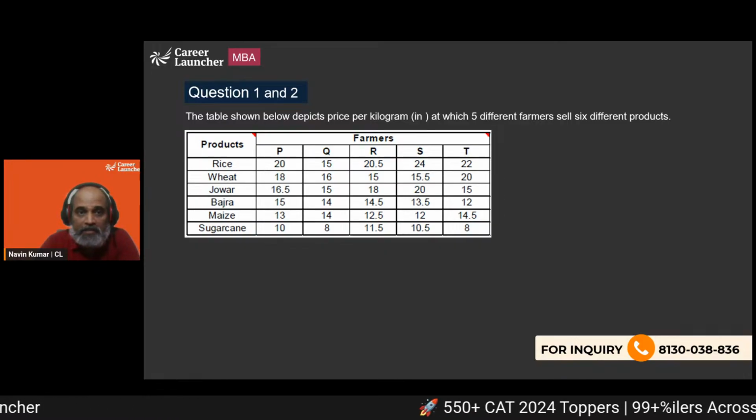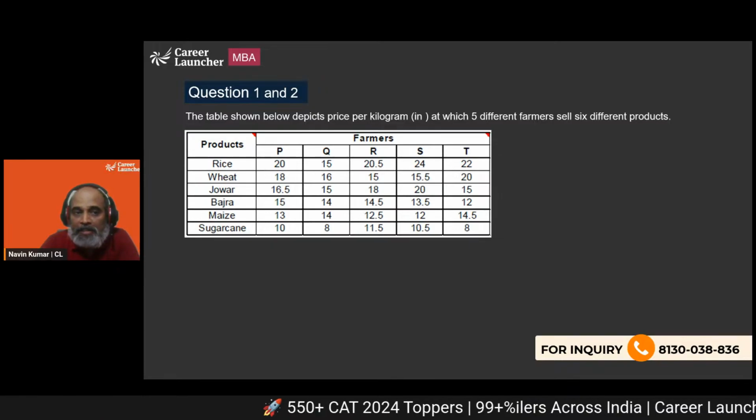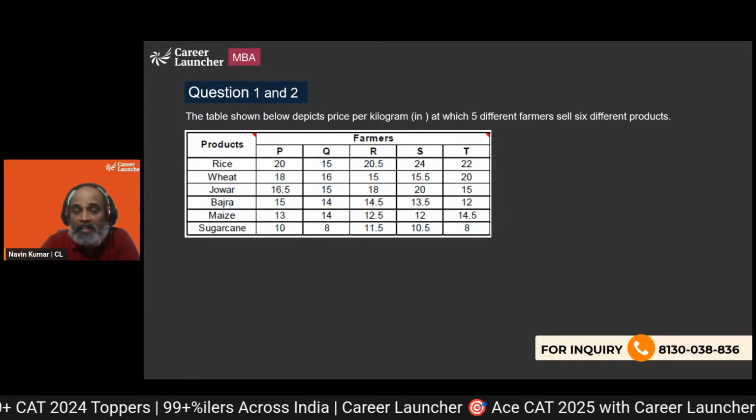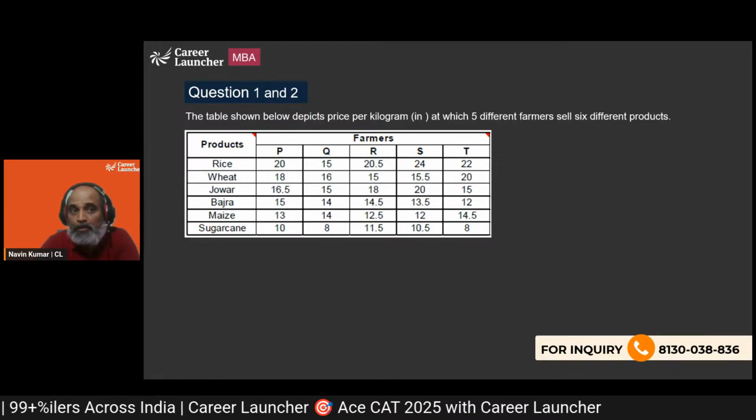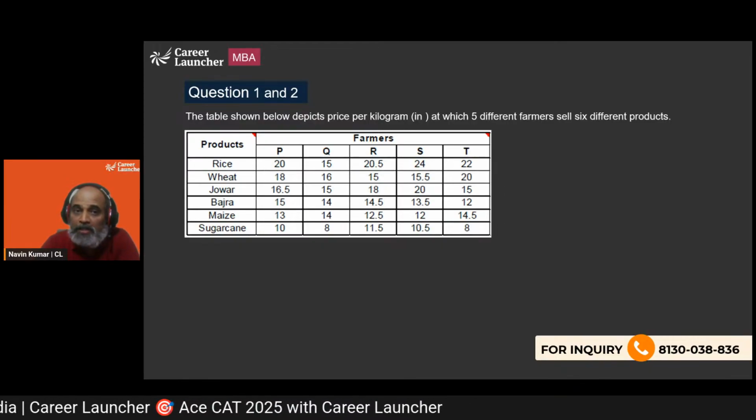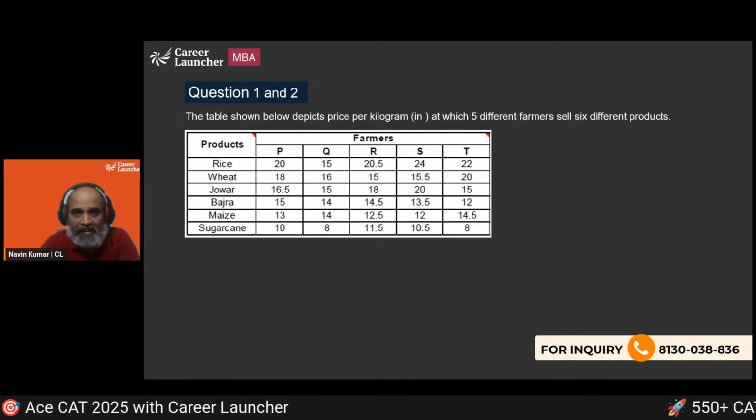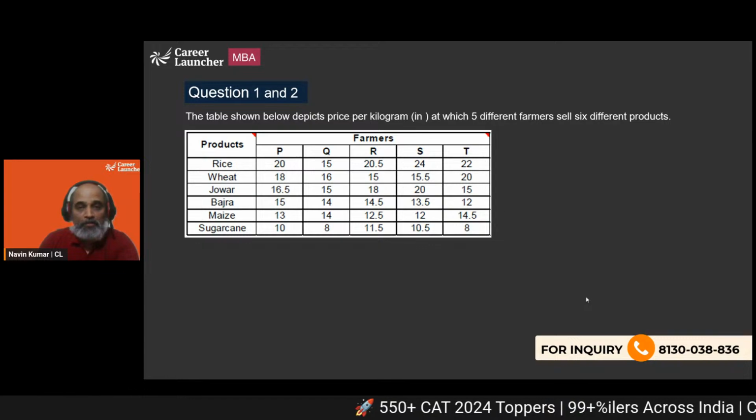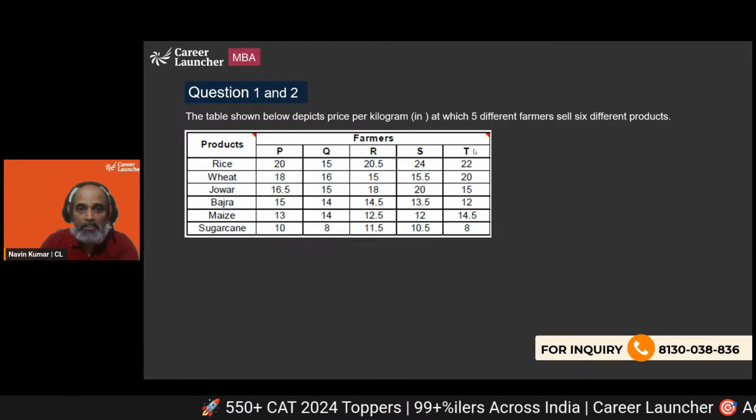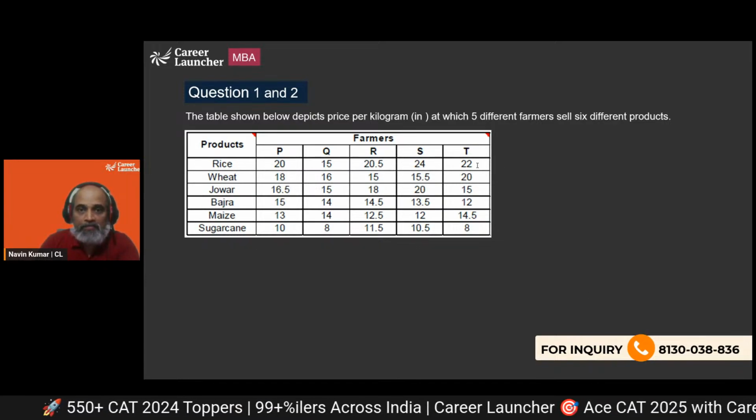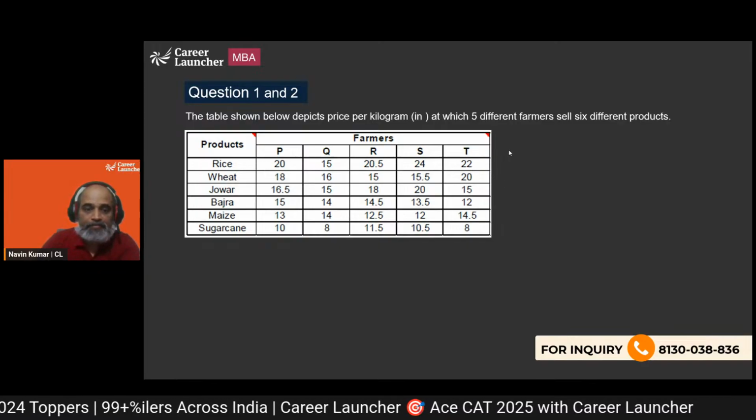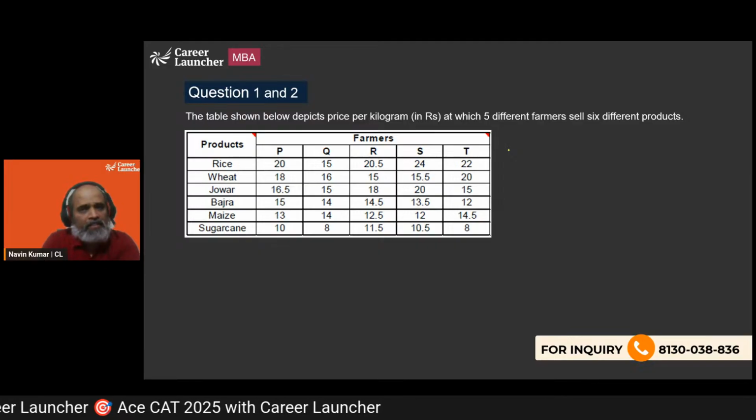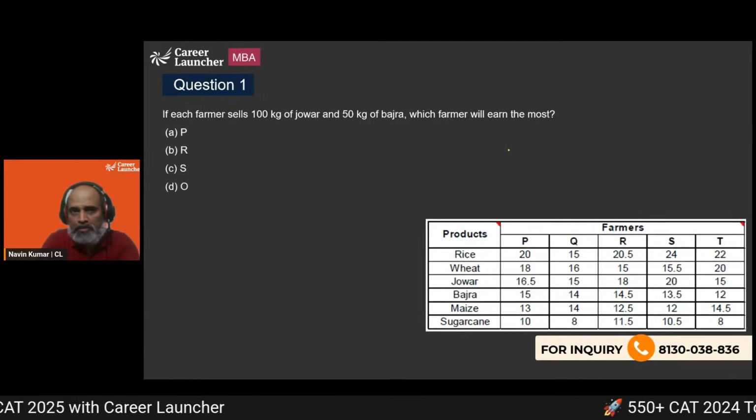So these all are selling prices. P sells rice at rupees 20 per kg, wheat at rupees 18 per kg, and sugarcane at rupees 10 per kg. Similarly, Q sells rice at rupees 15 per kg, wheat at rupees 16 per kg, and so on and so forth. Once you look at the table or whatever representation is given, and once you have understood what each cell denotes, then you should move over to the questions.